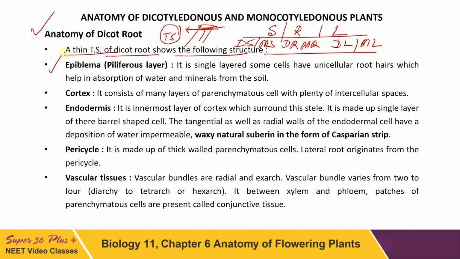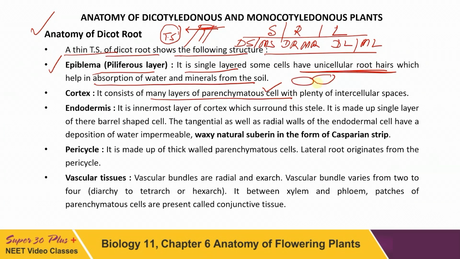As I told you, the outermost one is the piliferous layer. It is single layered. Some cells have unicellular root hair, already we have discussed, and root hairs absorb the water and minerals. They increase the surface area. The next is the cortex, made up of many parenchymatous cells. You know the meaning of parenchymatous cells. The cells are like this, and they have large intercellular space. Living cells, with plenty of intercellular space.